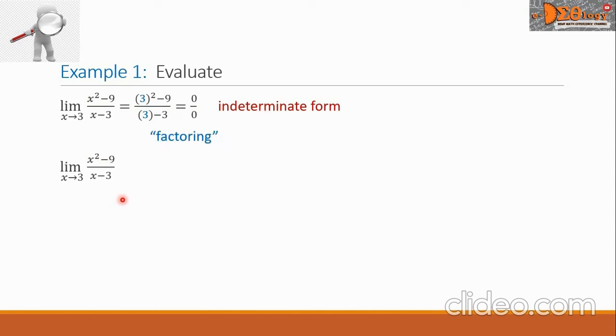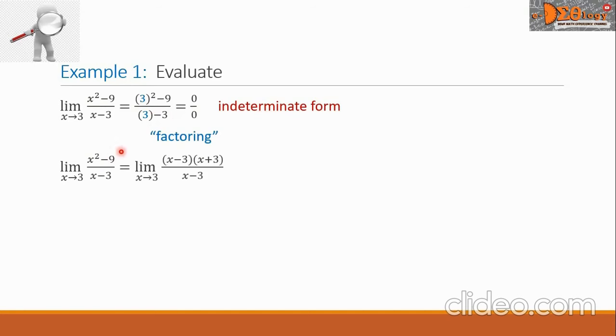Let us evaluate the limit by substituting the number 3 to every x in the fraction. So we have 3 squared minus 9 over 3 minus 3. Simplifying this, it would result to 0 over 0. So this is an indeterminate form. Let us write again our problem here, and let us solve the fraction by factoring.